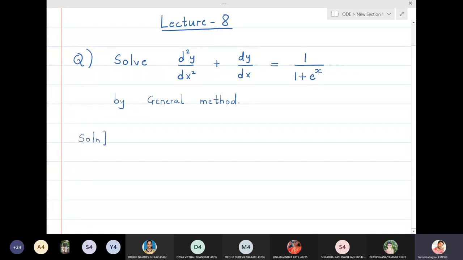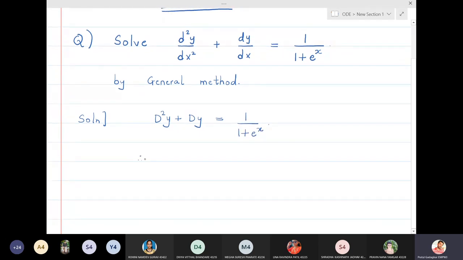Solution: this differential equation can be written as D²y + Dy = 1/(1 + e^x). Therefore (D² + D)y = 1/(1 + e^x), which is of the form f(D)y = 1/(1 + e^x).